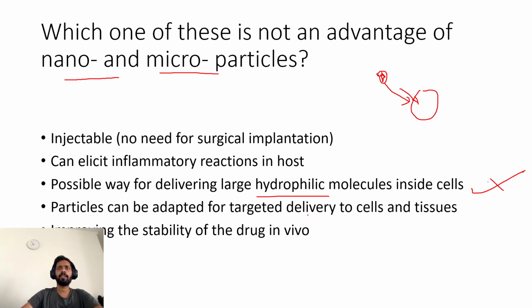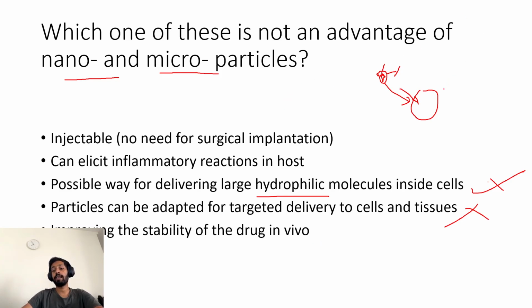Particles can be adapted for targeted delivery to cells and tissues. So this is also true, right? If you have a particle, you can have several targeting or homing sequences that are present on top of this nanoparticle, which will help in targeted delivery. So that's also an advantage. They improve the stability of drug in vivo. So this is also true, right?